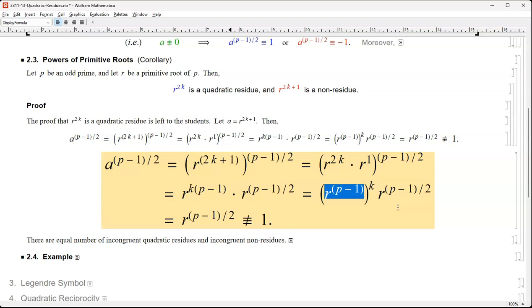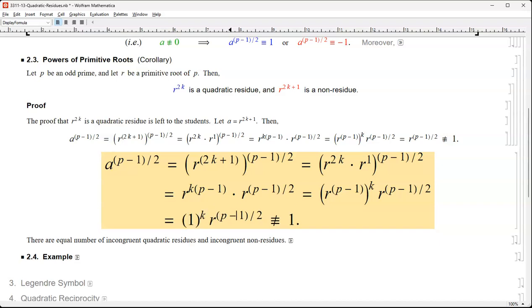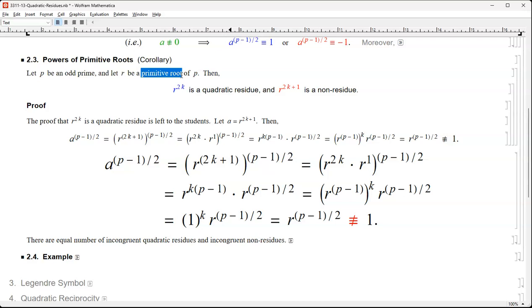R to the p minus 1 power is 1 because of Fermat's theorem. P minus 1 is phi, so I should have said Euler-Fermat's theorem. So this is basically 1 to the k power times, so this is just r to the p minus 1 over 2 power. And then finally look at this. R to the p minus 1 over 2 power cannot be congruent to 1, I claim, because r is a primitive root of p.